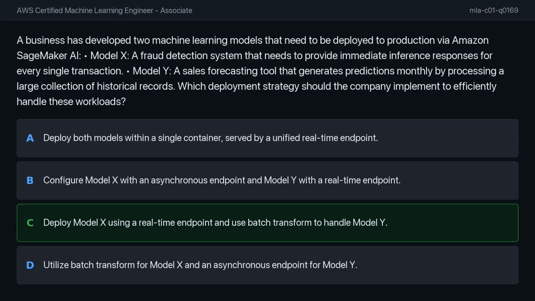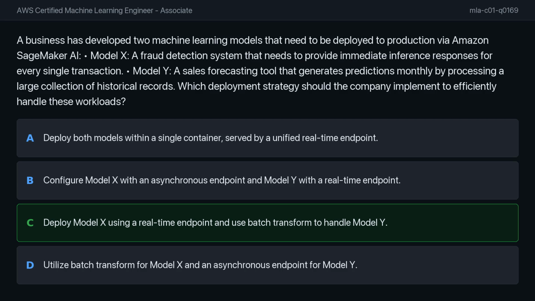Looking at why the other options are incorrect, Option A is not ideal because combining different workloads into one endpoint creates unnecessary complexity and management overhead. Option B is wrong because asynchronous endpoints are generally for long-running requests that do not match the needs of a transaction-based system. Finally, option D is incorrect because batch transform for Model X would be far too slow for real-time fraud detection.